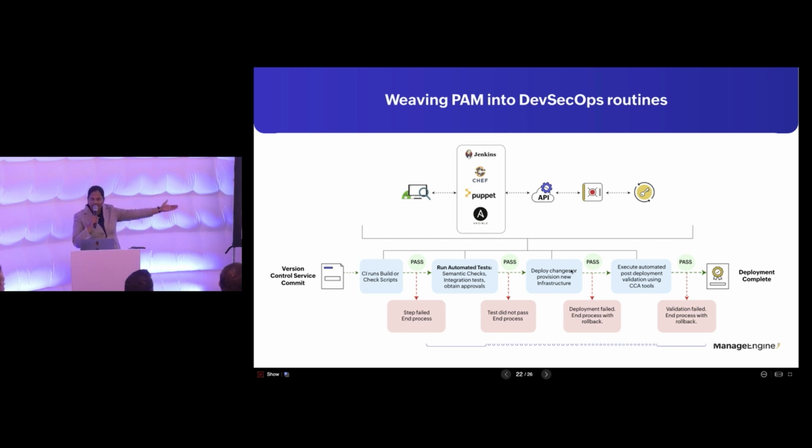Rather, they'll only fetch the secrets from a secure repository. This way, you don't copy secrets. This way, you don't leave secrets unmanaged. And this way, you don't leak the secrets as well, right? So this is why PAM, privileged access management, should also be a part of your DevOps routines.